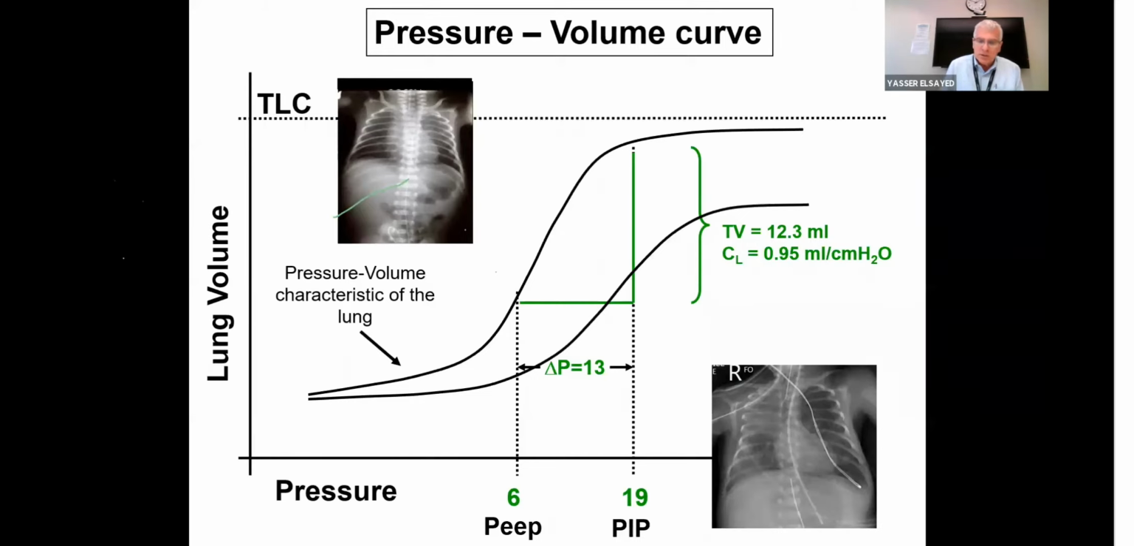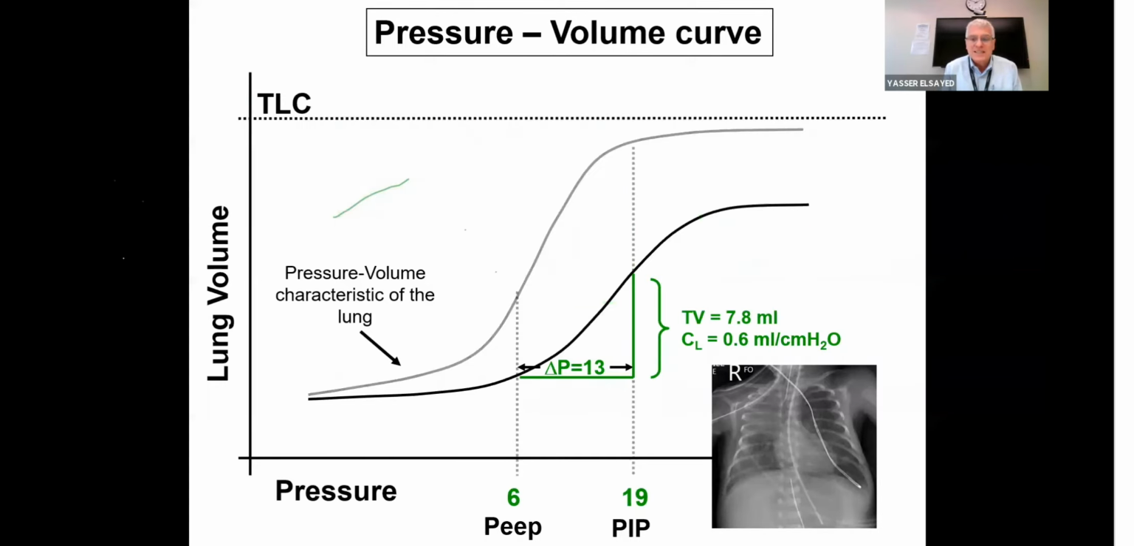So now, using the same ventilator settings, you are getting a volume that is significantly lower than before. And the compliance has moved from almost 1 to 0.6. In this case, you're going to end up with significant problems with CO2 and oxygenation because your lungs are deflated. Without changing the settings, you end up with significantly higher CO2 and lower oxygenation, and therefore you need to do something to bring that curve up again.